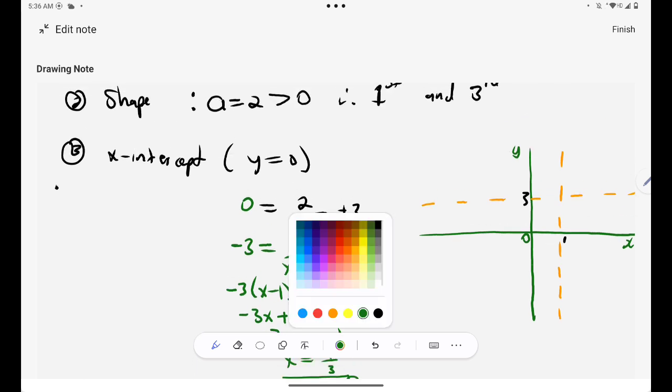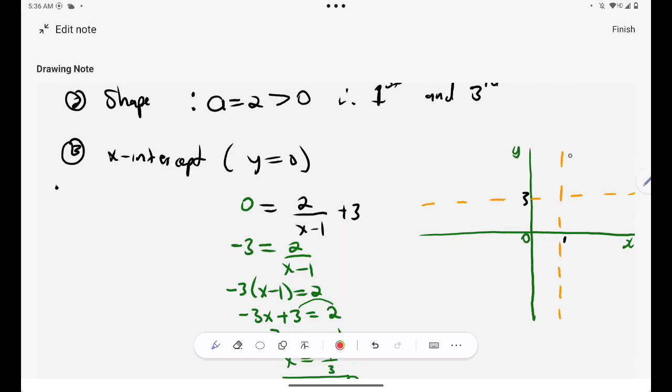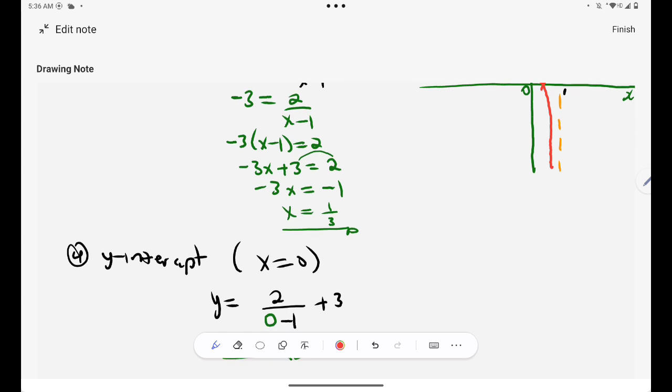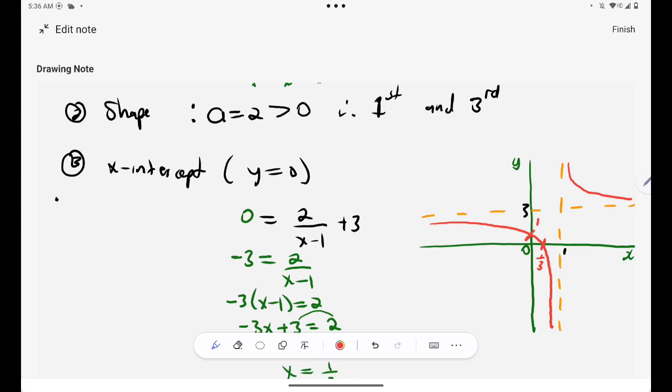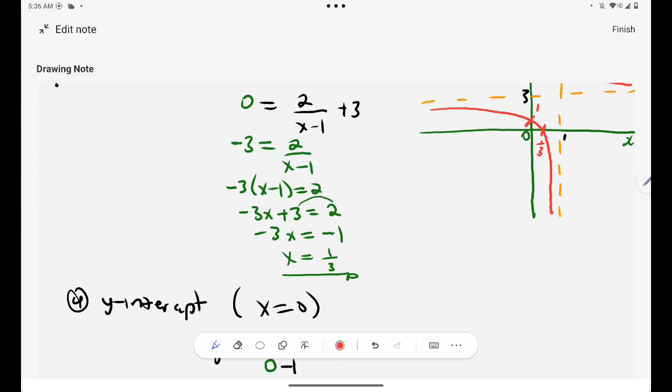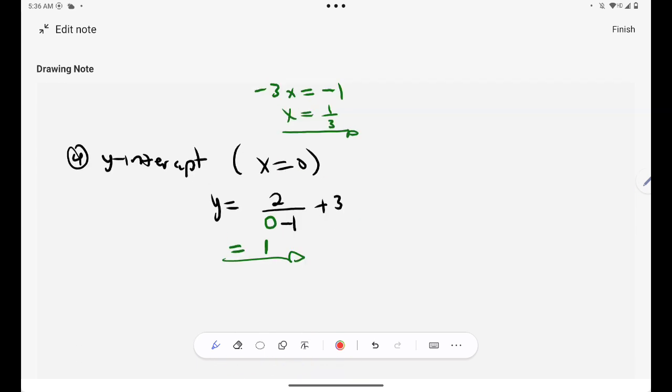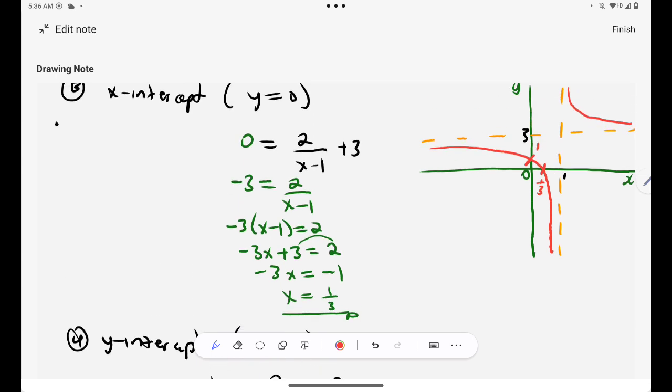So my graph will move like this. On the first quadrant of the asymptotes, it will move here, and then it will move here. It will cut at 1, and here it will cut at, what did I find? 1 over 3. This is how you draw your hyperbola, guys. Please pause the video. Oh, and then they'll ask you to find the domain.